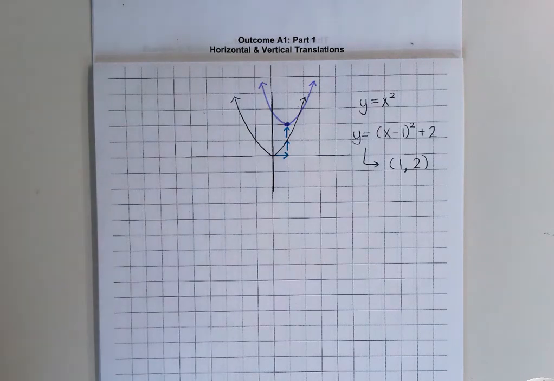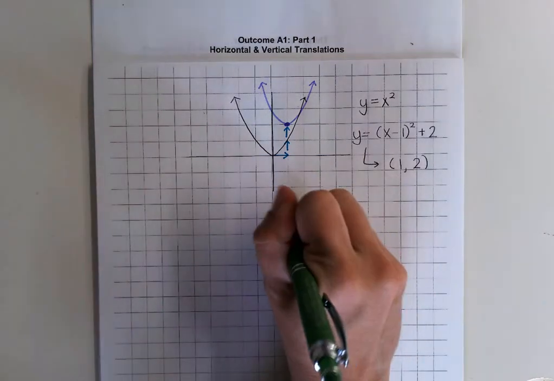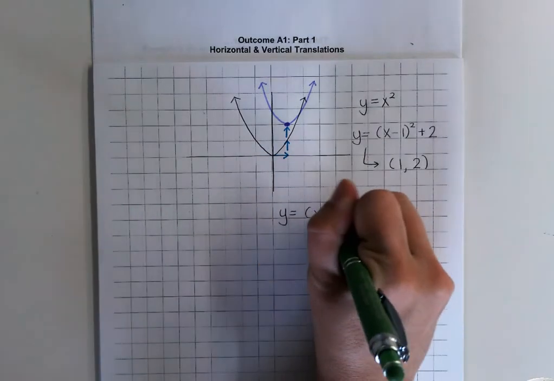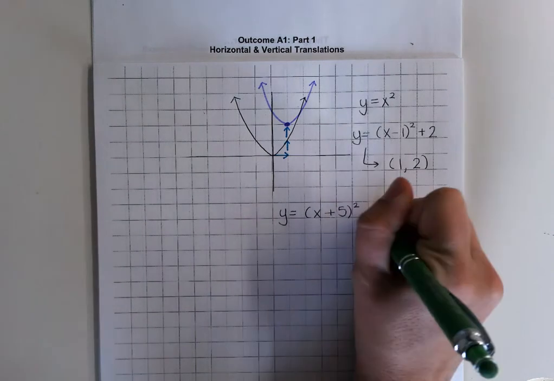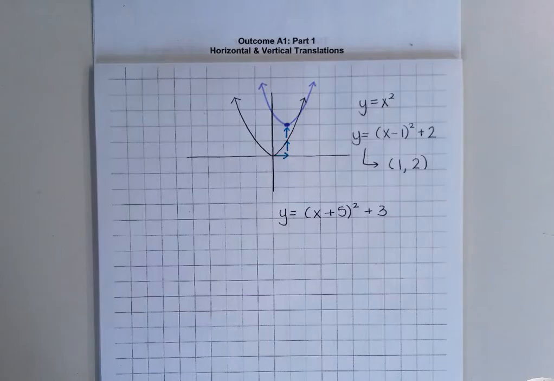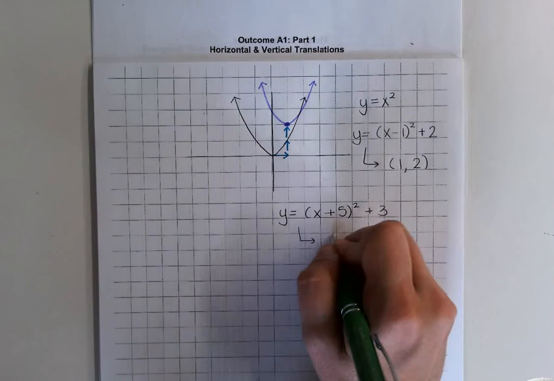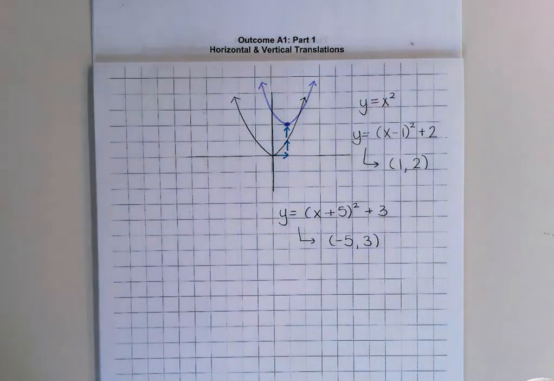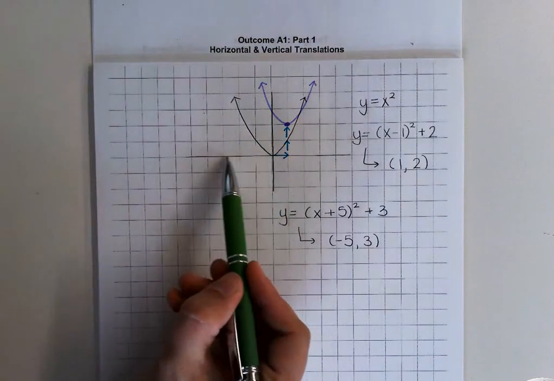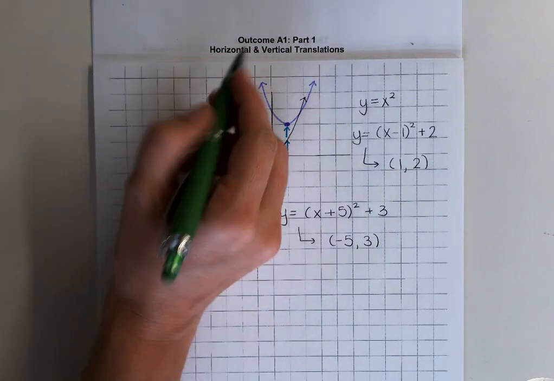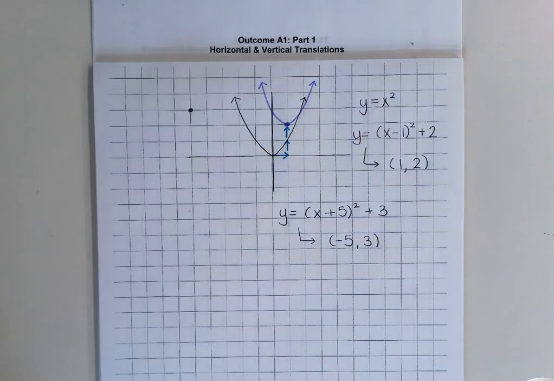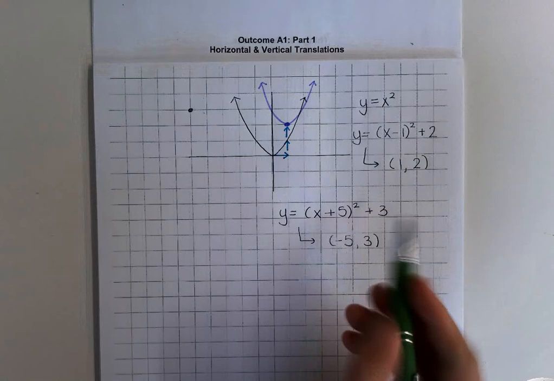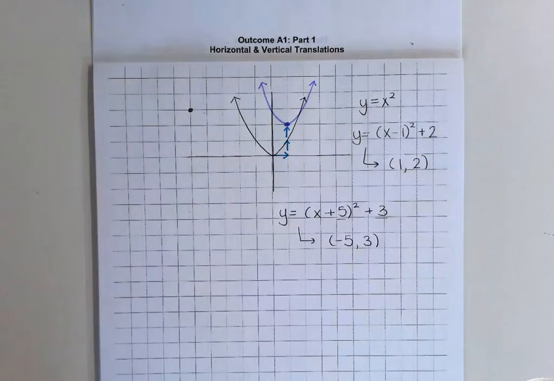If I asked you, for example, to consider this function, you could determine that the vertex is negative 5, 3, from what you know of vertex form. This graph would move 5 to the left and 3 up, and its vertex would be up there. So what these two numbers, h and k, are telling us is that our vertex is moving to the left and the right and up and down.